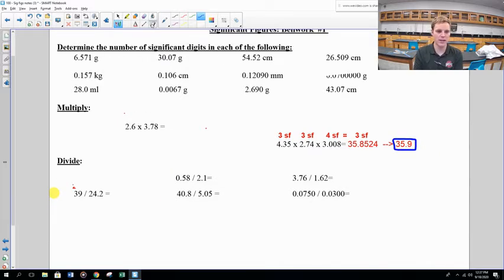Division works similarly. Count the number of SigFigs. So 39 has 2 SigFigs. 24.2 has 3 SigFigs. And so that means I'm only allowed to keep 2 SigFigs in my final answer because it depends on my weakest measurement. A calculator will tell you this is 1.6116. I'm allowed to keep 2 SigFigs only. And so 1.6 is the total number of SigFigs that I'm allowed to keep here. I'll put a nice little box around that because that's my final answer.